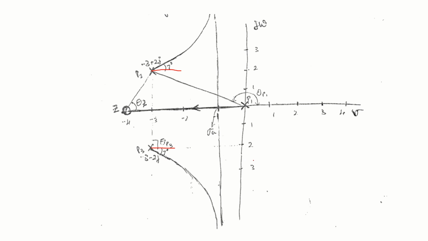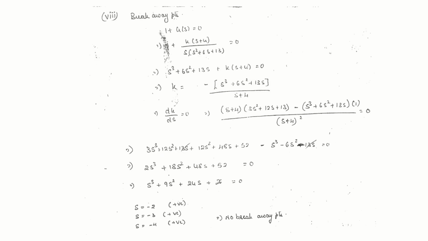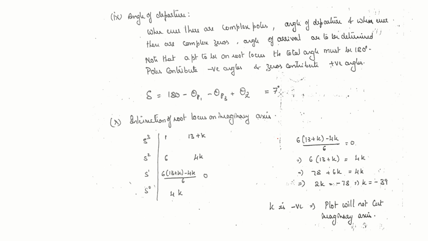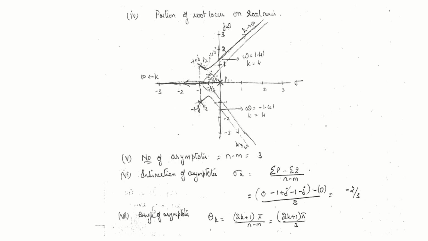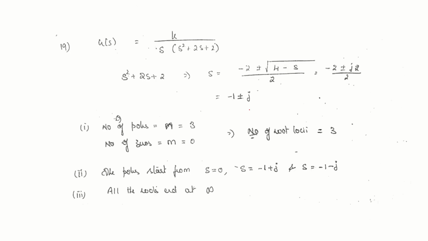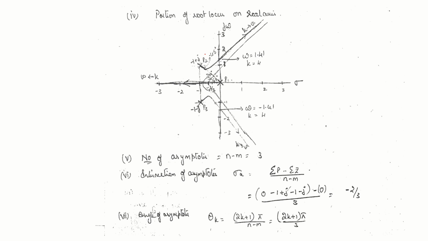Yes, sir. In complex poles you come across this. Another example for complex poles. You can see here, poles at 0, minus 1, minus 1 plus j, minus 1 minus j.